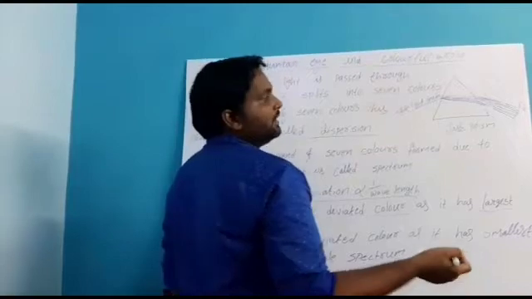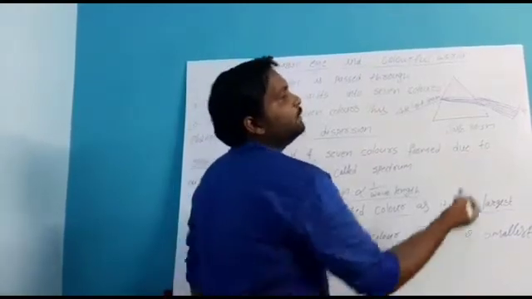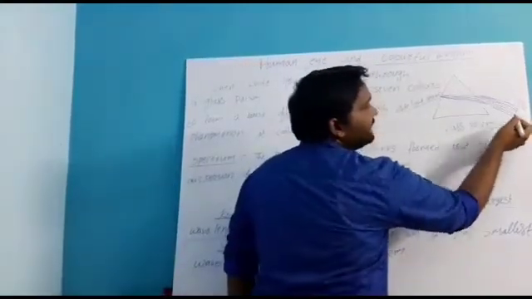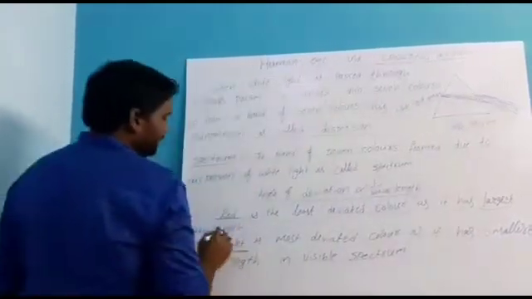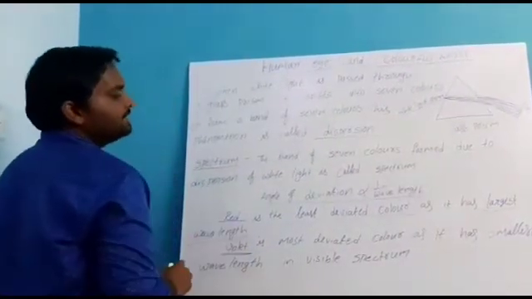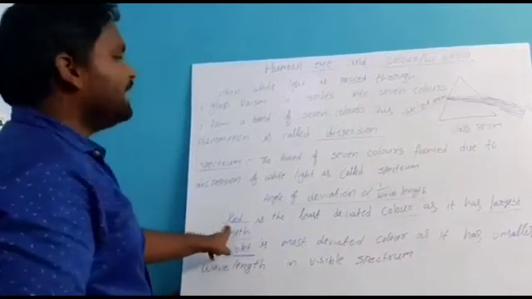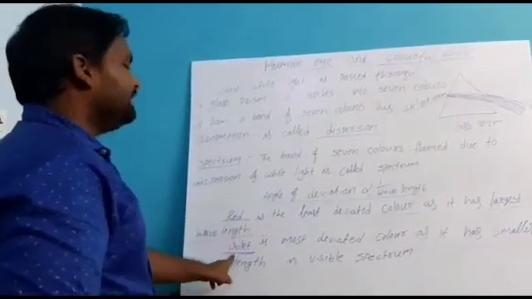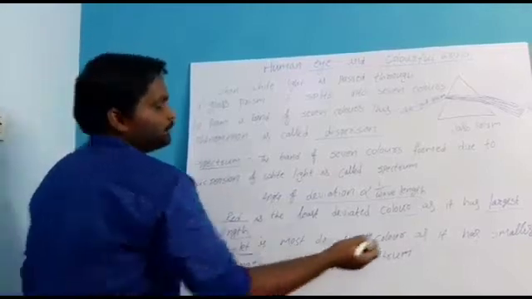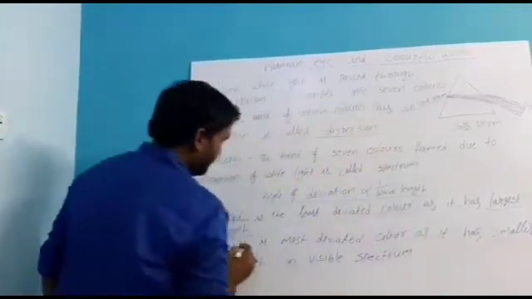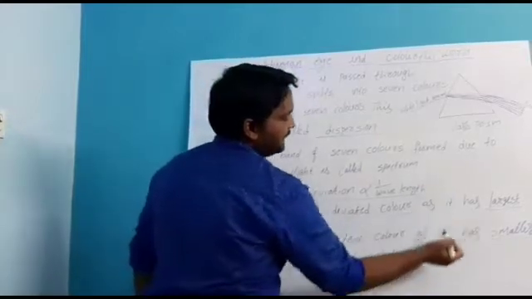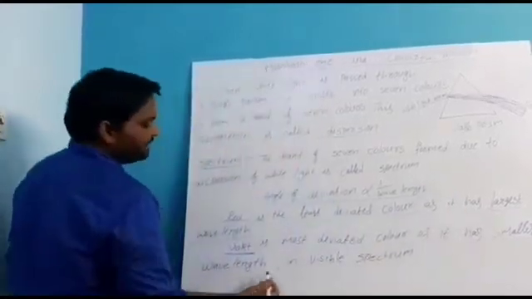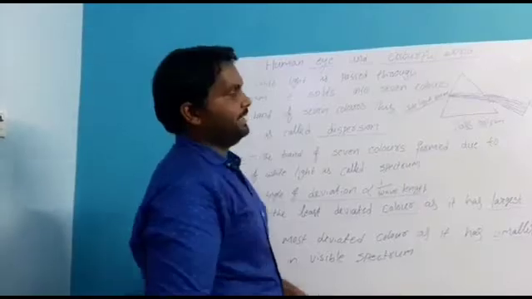Now you understood which has the least wavelength. Violet has the least wavelength. That's why it is deviated more. These are very important: which has the large wavelength. Red color has the largest wavelength, and violet has the smallest wavelength. So it will be deviated more. Violet is the most deviated color as it has the smallest wavelength in the visible spectrum.